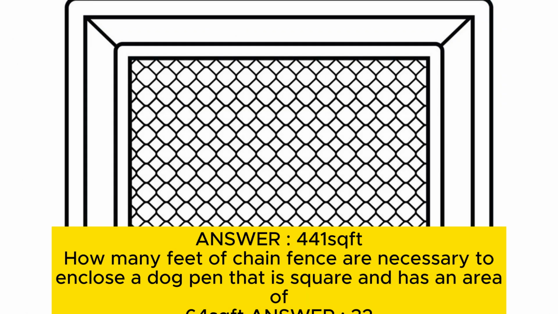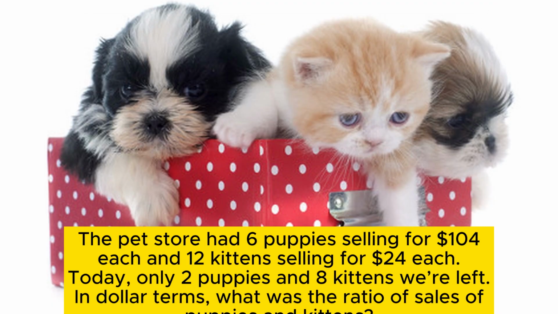If the perimeter of a square garden is 84 feet, what is the area of the garden? How many feet of chain fence are necessary to enclose a dog pen that is square and has an area of 64 square feet? Answer: 32. The pet store had 6 puppies selling for $100 each and 12 kittens selling for $24 each. Today, only 2 puppies and 8 kittens were left. In dollar terms, what was the ratio of sales of puppies and kittens?